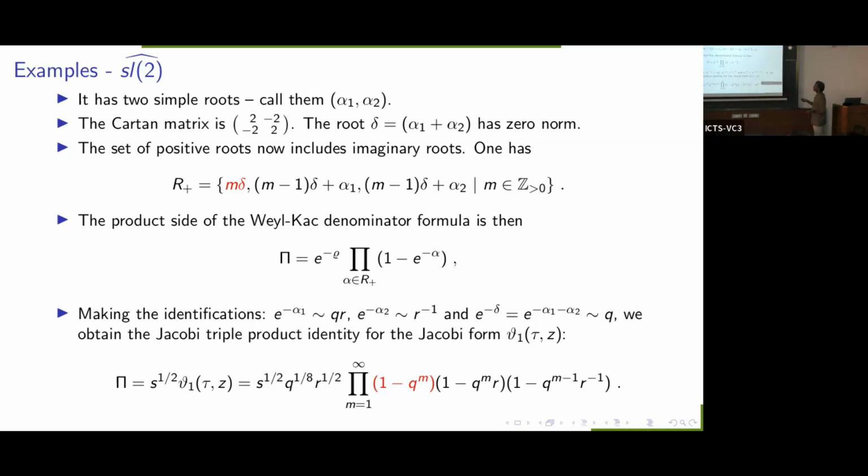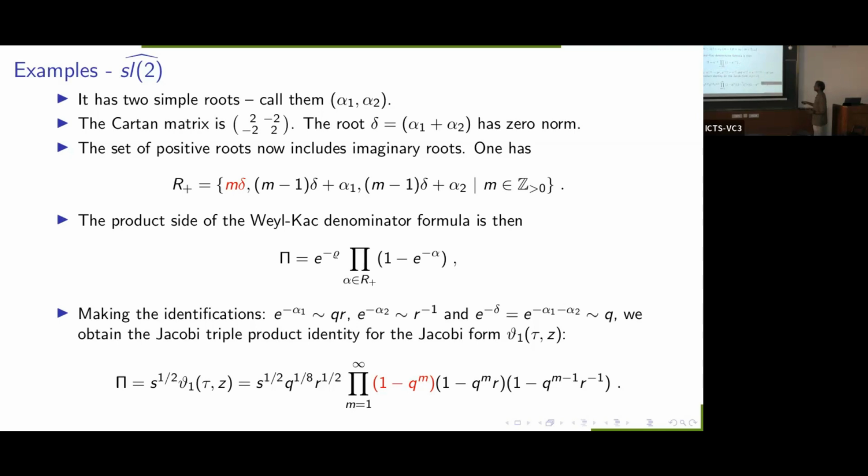And so what happens is, if you just try to, so you get large now, you can define your positive roots this way, but you find that you're forced to include in your set of positive roots m delta, where m is some integer greater than 0. So that gives you the product side, giving you all, each appears with multiplicity 1. Okay.